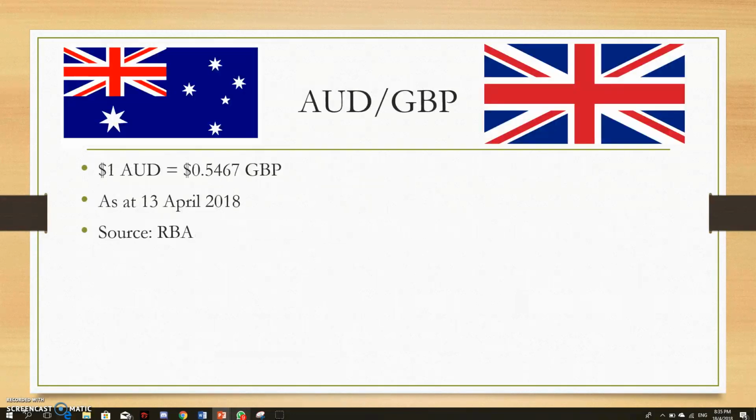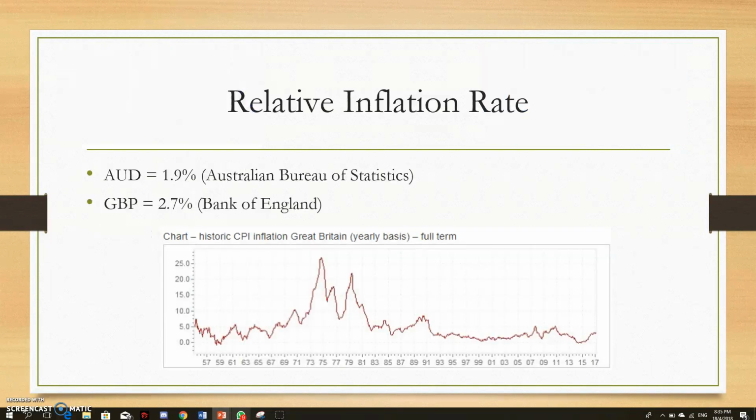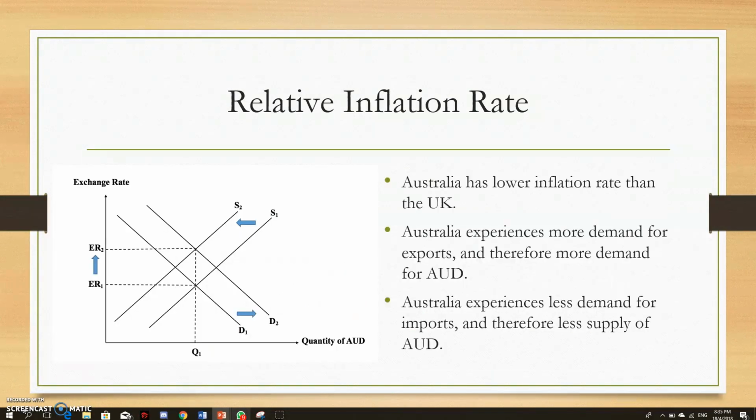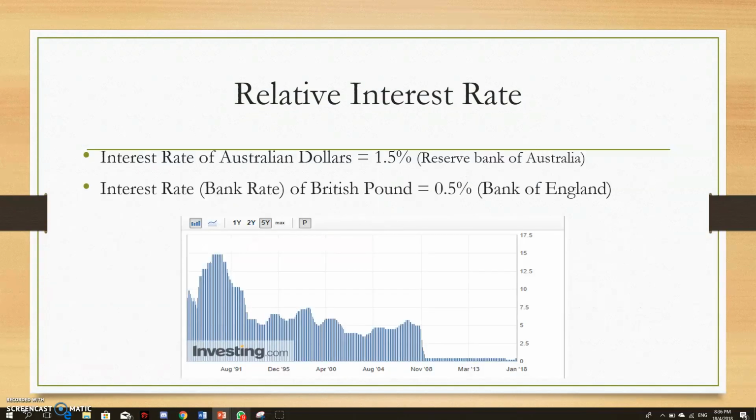Now we'll move on to the comparison between the AUD and the GBP. According to the Reserve Bank of Australia, as at 13th of April in 2018, 1 AUD is equivalent to 0.5467 GBP. According to the ABS and the Bank of England, the inflation rates are 1.9% and 2.7% respectively. This results in high demand for exports and the demand of Australian dollar, shifting the demand curve to the right. This decreases the demand for imports as well, therefore less supply of AUD and shifting the supply curve to the left.